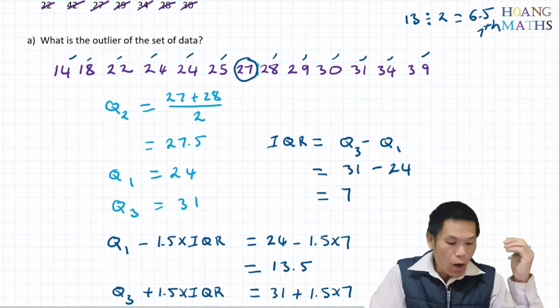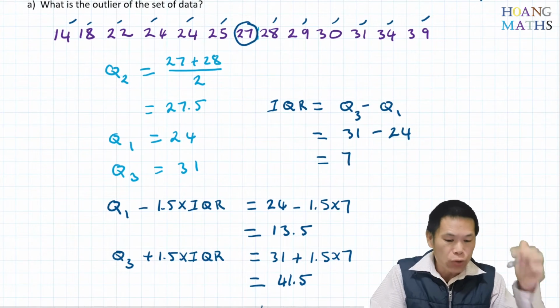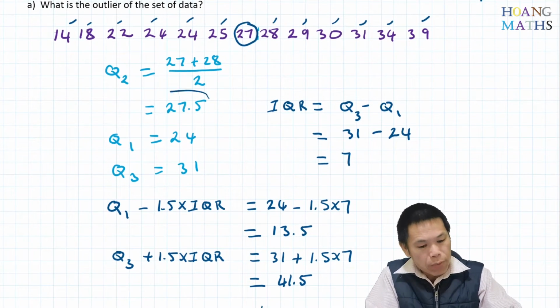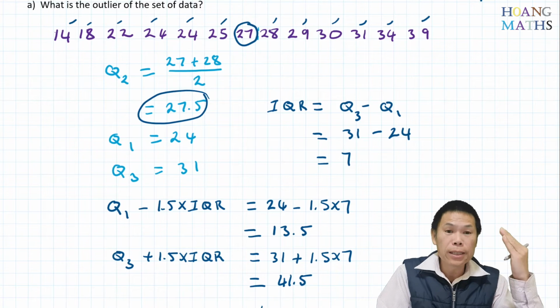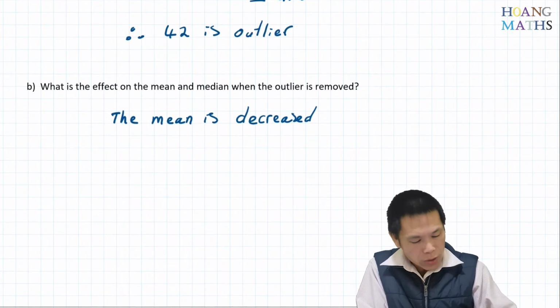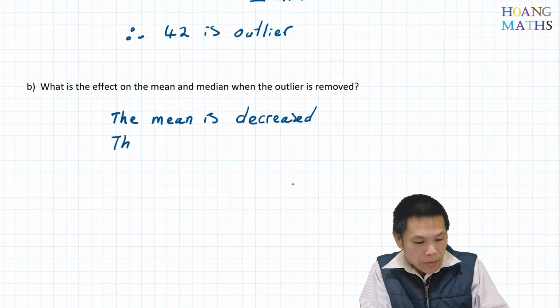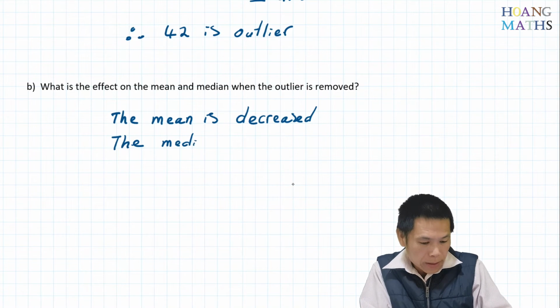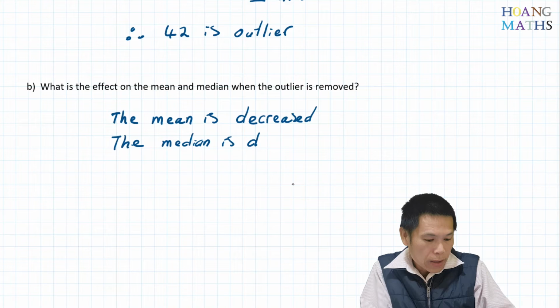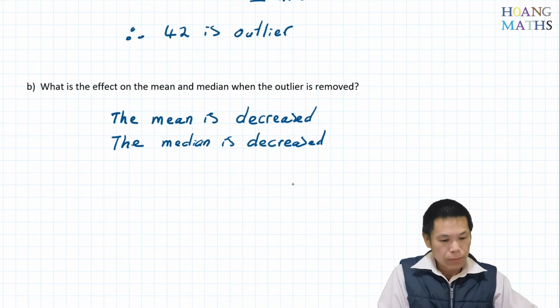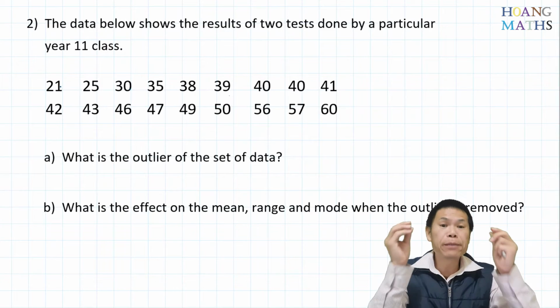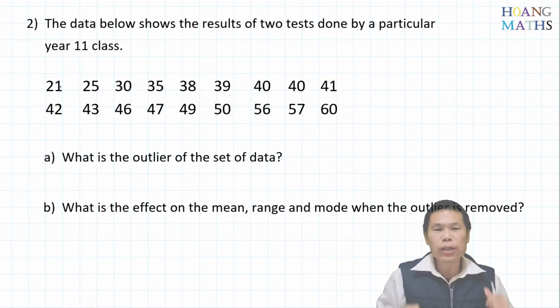Remember the old median, before the 42 was removed, is 27.5. So it's been reduced. So the median is decreased. There you go. Please pause the video and try this one yourself.